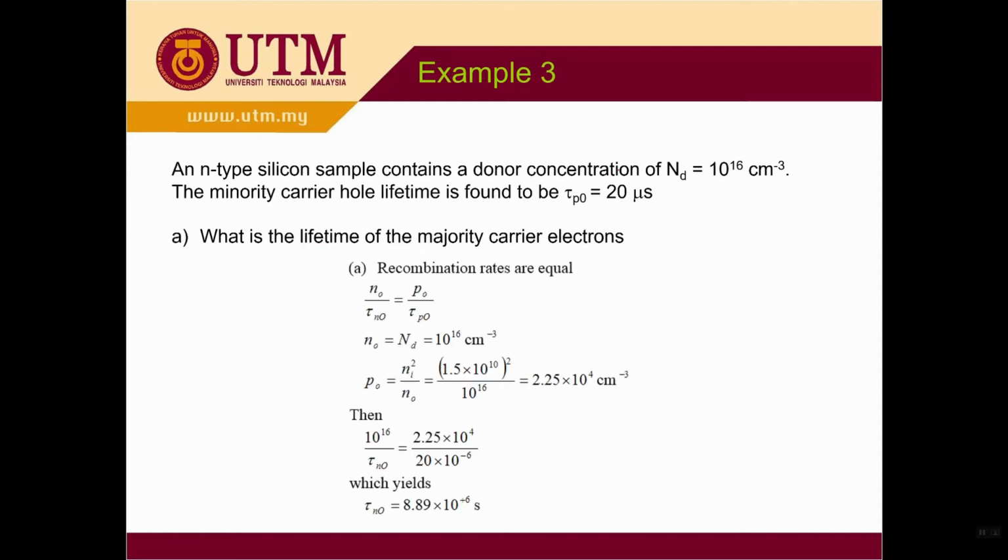So for part A here, very straightforward. This is your majority carrier electrons, 10 to the power 16. And you use this Ni square equation, divided by 10 to the power 16. Then you get this equation here for PO. Then this is the same one here, 10 to the power 16, NO with TNO, PO with TPO. This is the equation you got just now. You plug it here, from the top you put it down here, then you turn them around left and right hand side, then you get this answer.